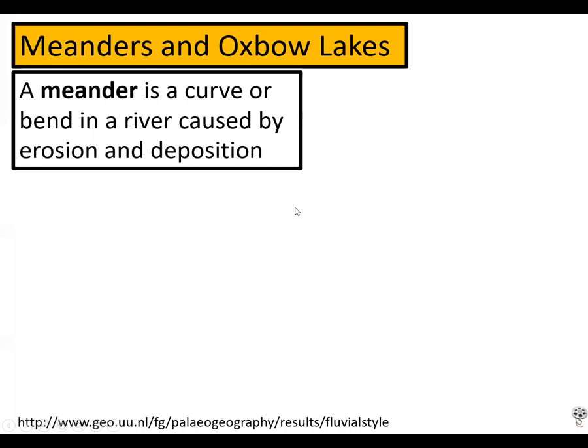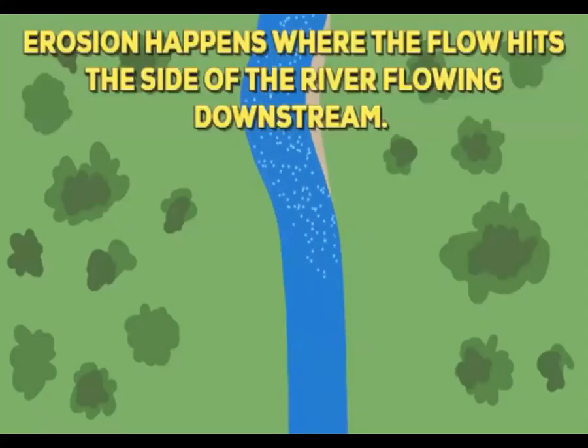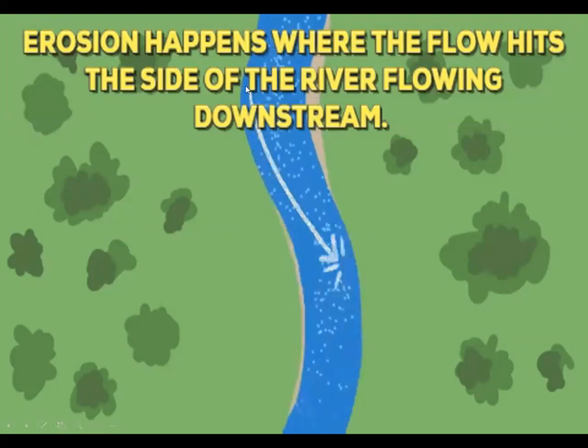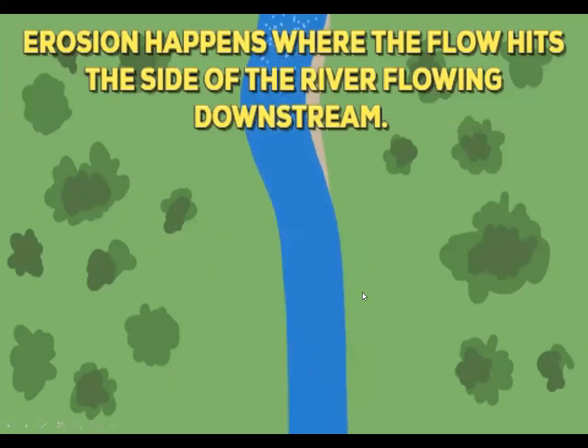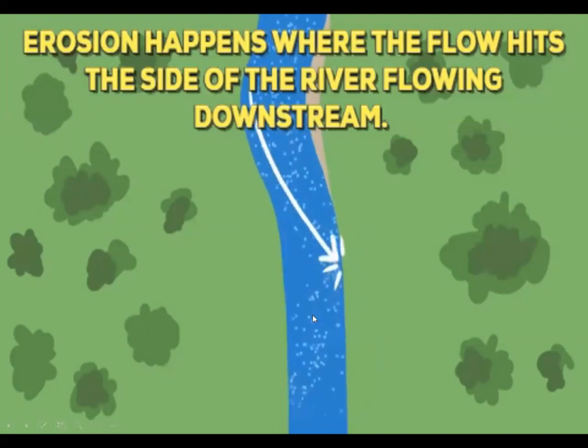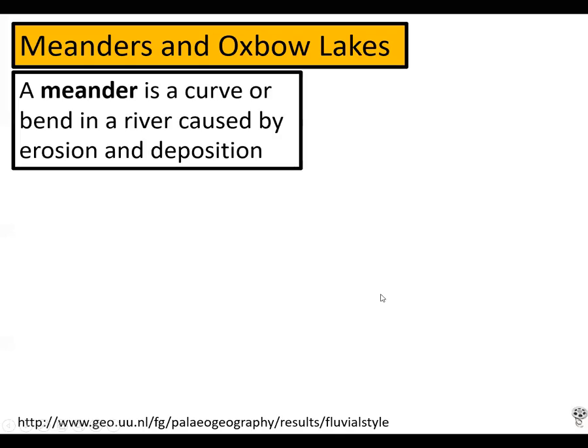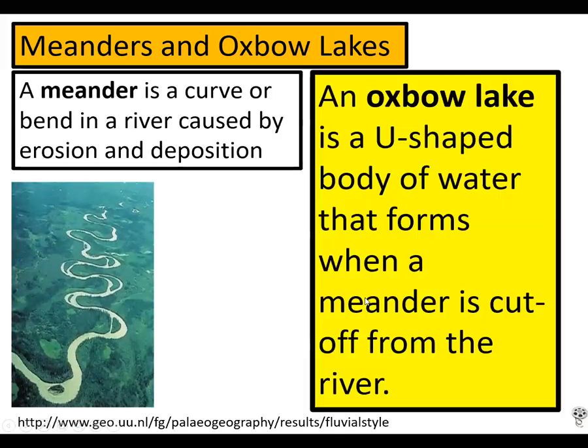Meanders and oxbow lakes. A meander is a curve or bend in a river caused by erosion and deposition. So if you go back to this picture, this is deposition here and erosion here. Erosion here, look at this one. This is where erosion is happening, and this is where deposition is happening. Okay, so these are meanders.